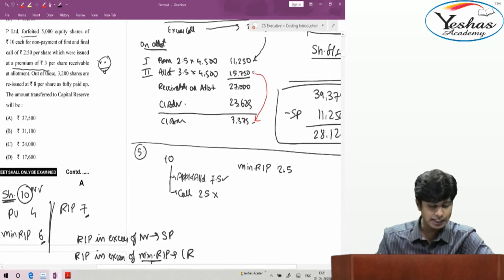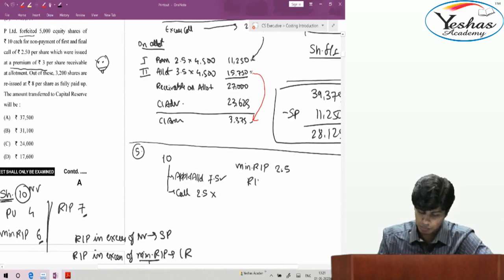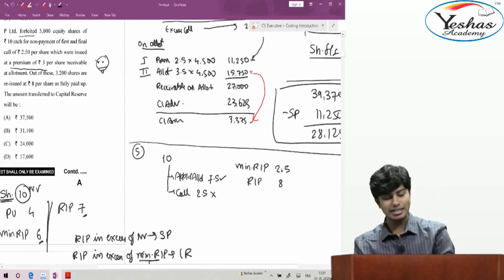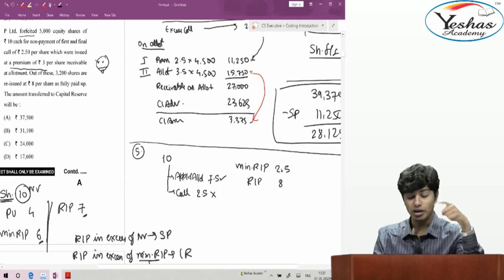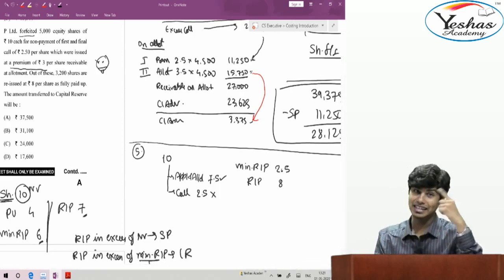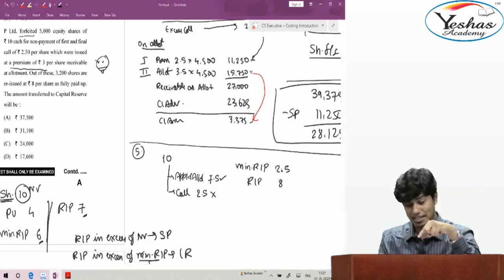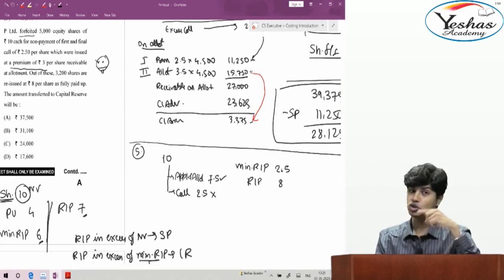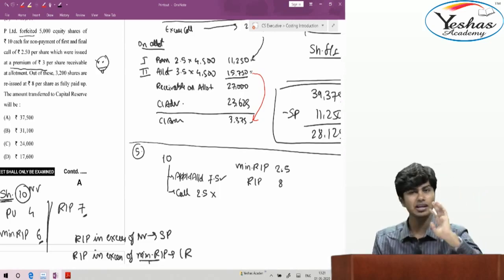What's happening? It reissued the share at 8 rupees. What is the reissue price? 8. Now tell me, does the reissue price exceed the nominal value? No. If reissue price was 12, so 12 is greater than 10, 2 rupees would have been securities premium. In this case, reissue price is 8. So that is not in excess of 10. So the entire excess will be capital reserve only.